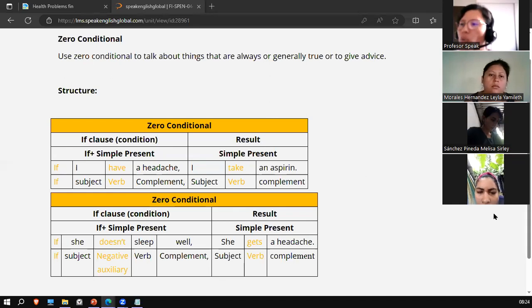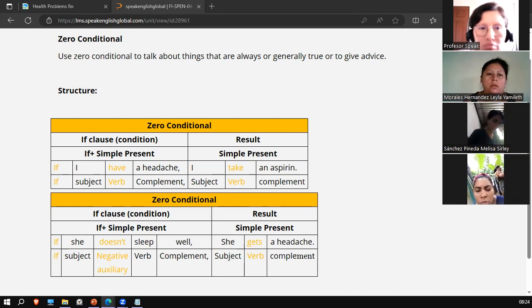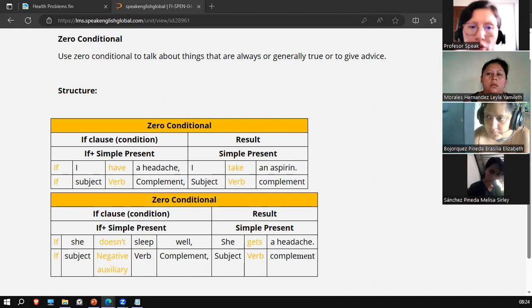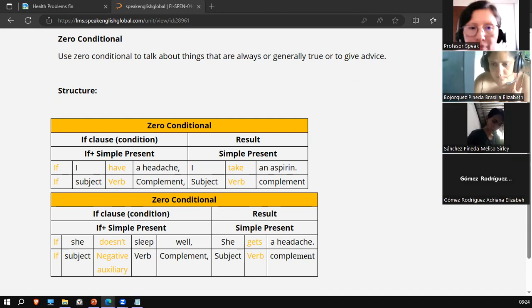So, what happens here? We divide the zero conditional into two parts, okay? One is the if clause. Clause. What comes to mind when you hear clause? A clause. What is that? What could that be? A condition, they say, okay. What else? Here it says if clause and result. It is divided one from the other, they say, okay.